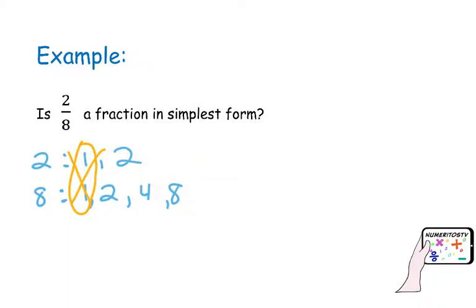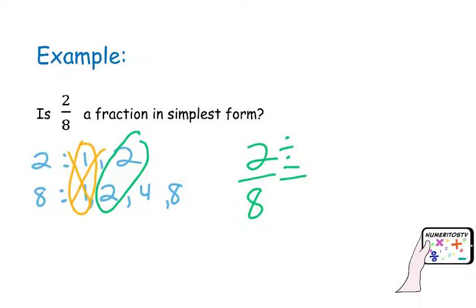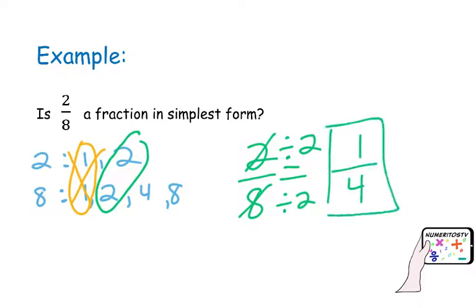So let's try another common factor, that is 2. 2 is a common factor. That means that we can divide both numerator and denominator by 2, and we will get this fraction in lowest terms. So I am going to divide both by that common factor. 2 divided by 2, that will be 1. 8 divided by 2, that will be 4. 1/4 is 2/8 in simplest form. Remember that these two fractions are equivalent.